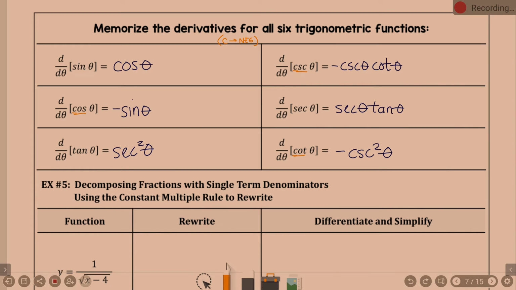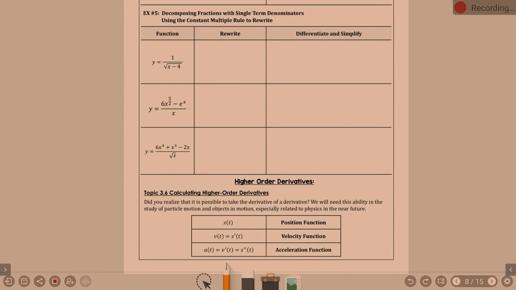Example 5 is decomposing fractions with single term denominators using the constant multiple rule to rewrite.